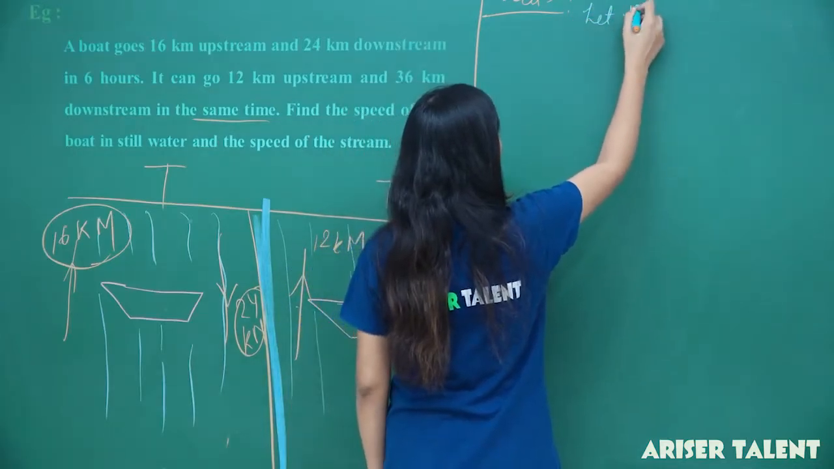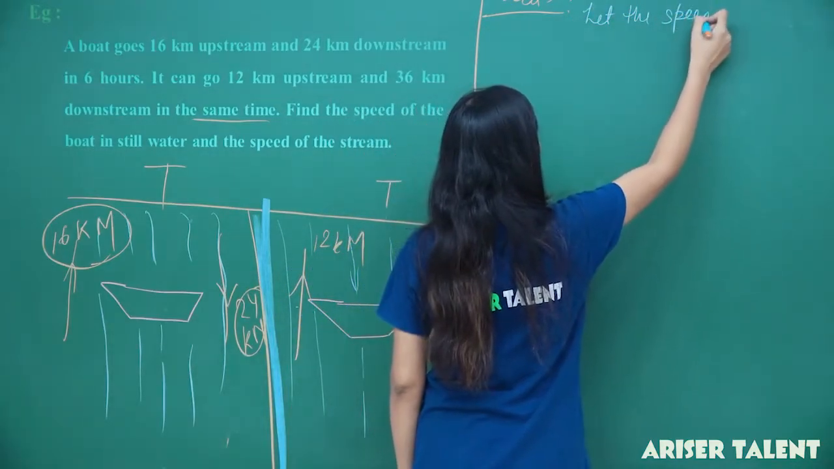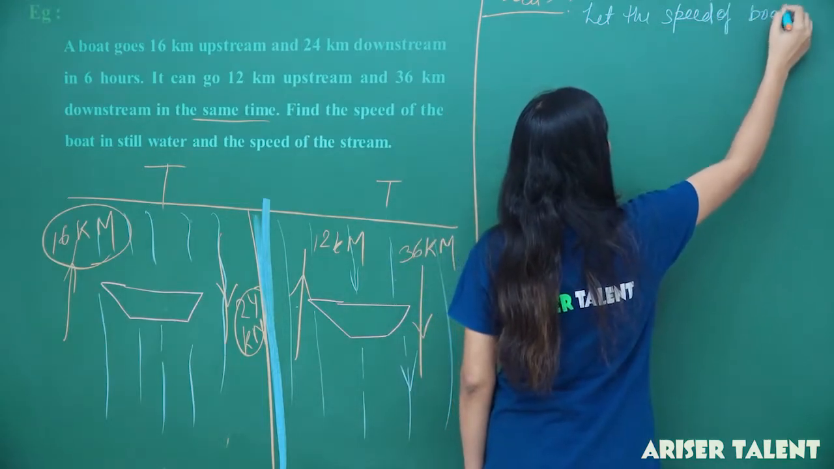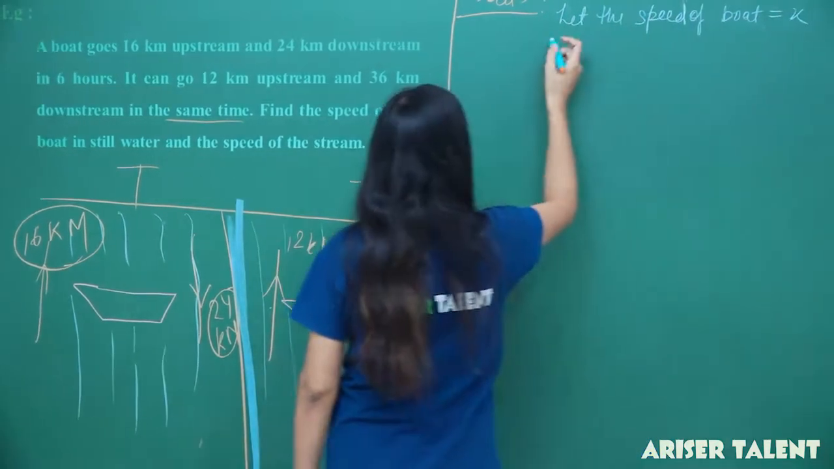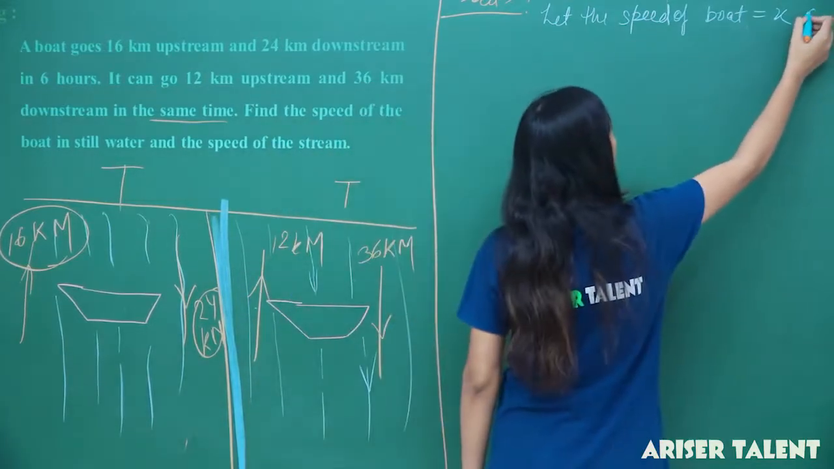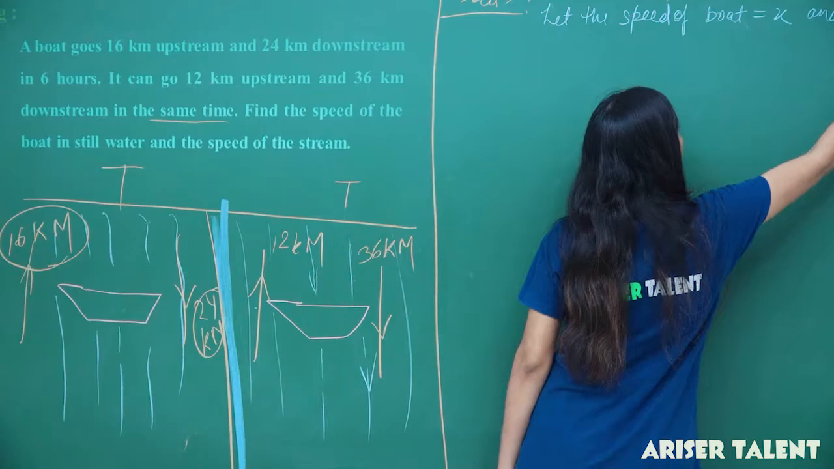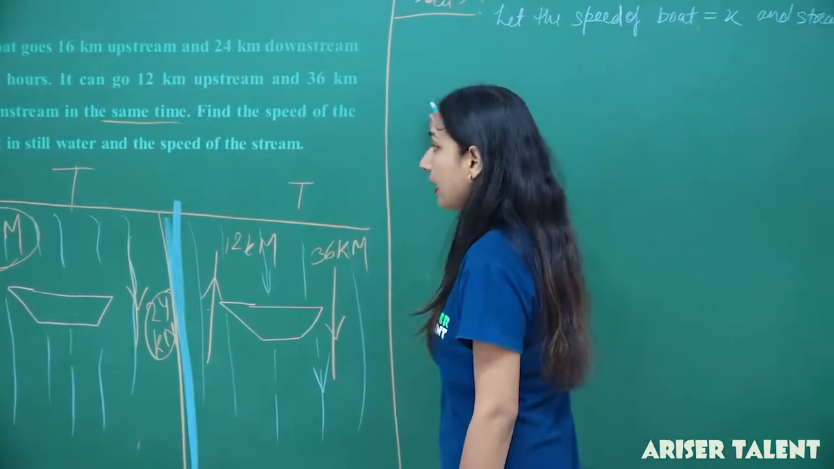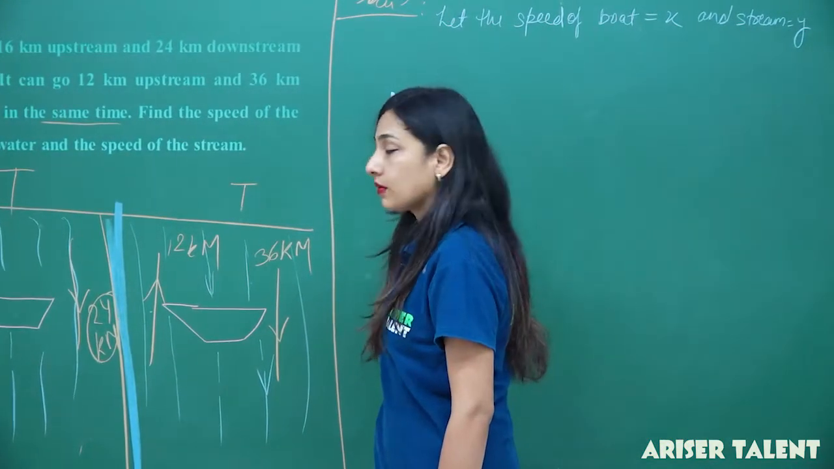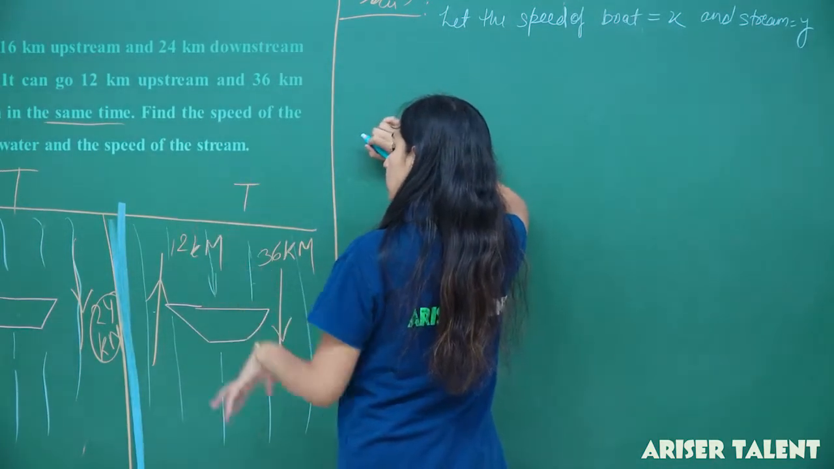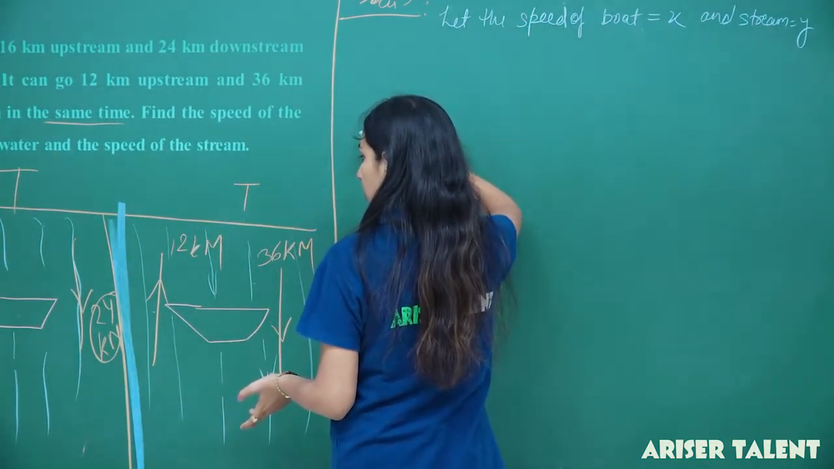Let the speed of boat be x and stream be y, right. Okay, now it's saying that it's going upstream and downstream having the same speed.